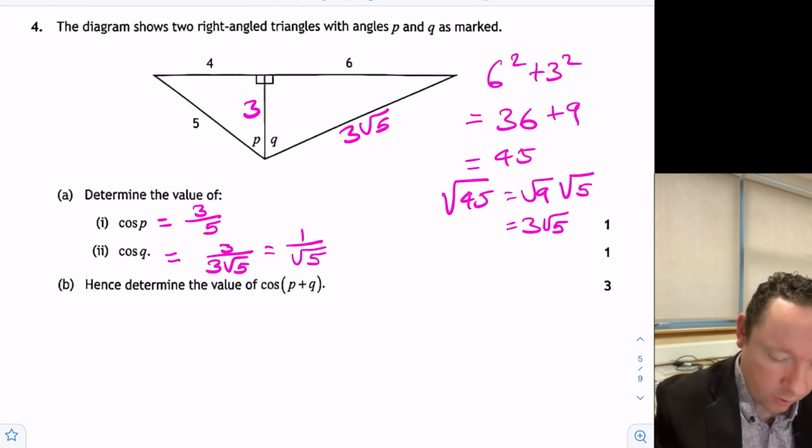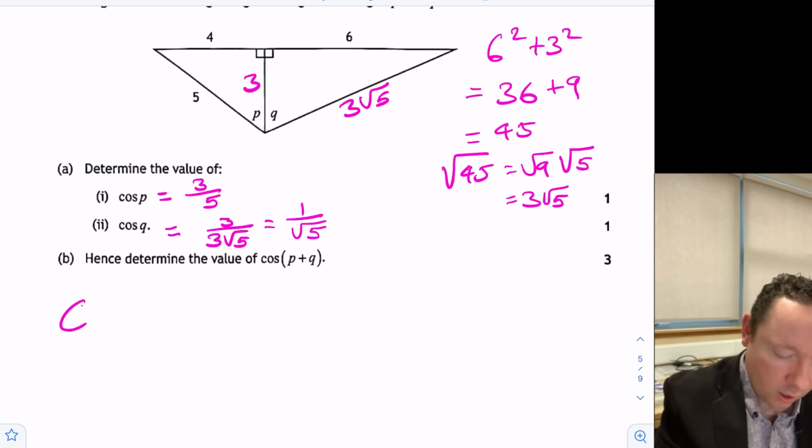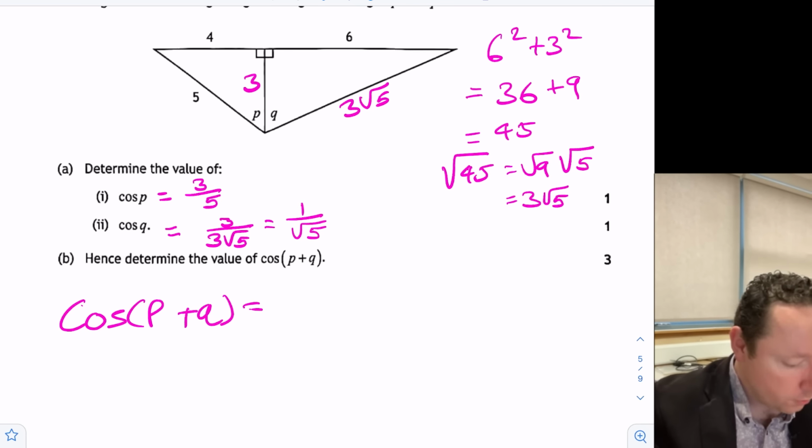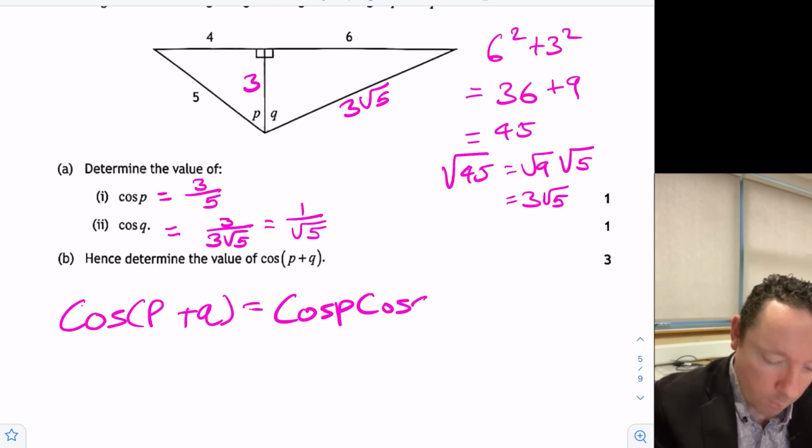Now it says determine the value of cos of P plus Q. So you go to the start of your exam paper and you read off what cos of P plus Q is. Cos of P plus Q is cos P cos Q minus sin P sin Q.